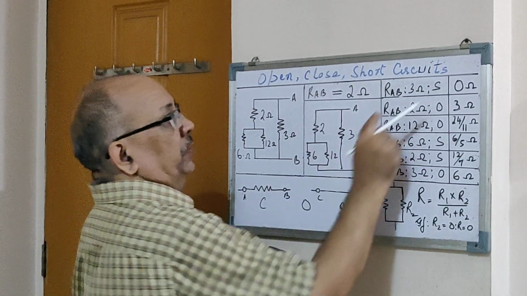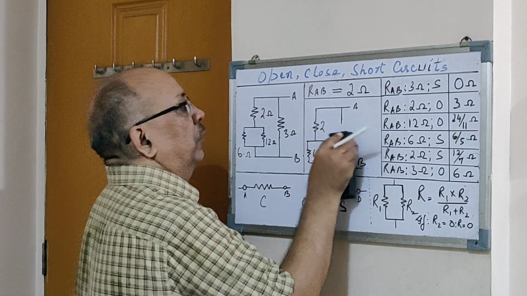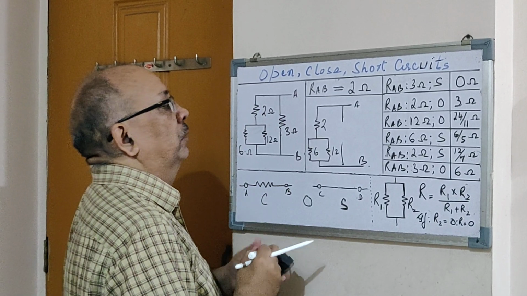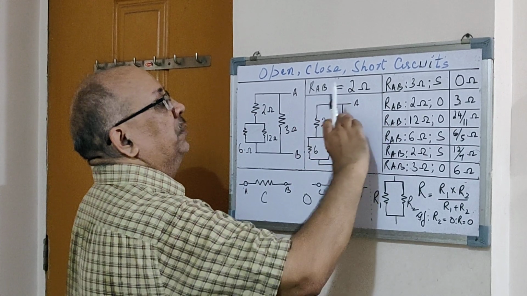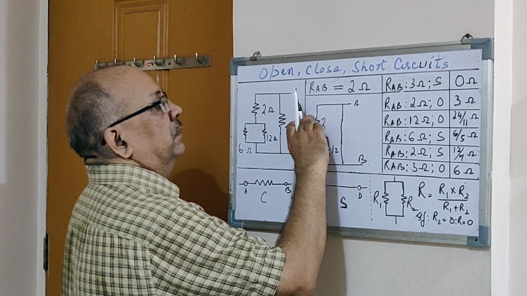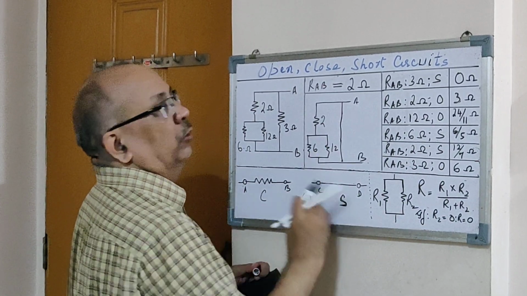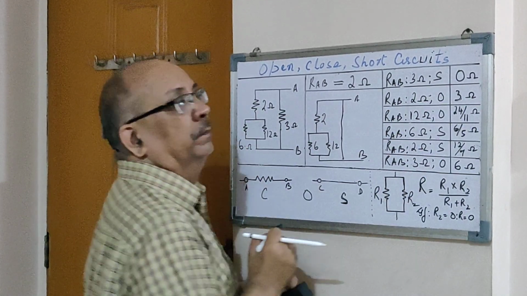Let us discuss the case when 3 ohm is short. If this becomes short, it is equivalent to this circuit now. As we already discussed, when there is a short in parallel to a resistance, it becomes short. So the total resistance between A and B will be nothing but 0 ohms.